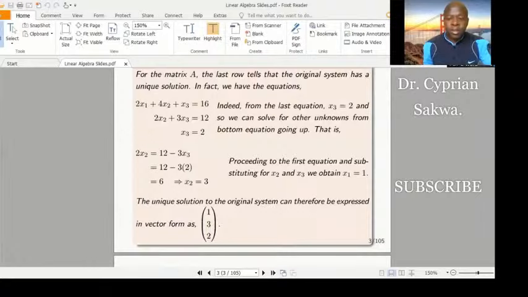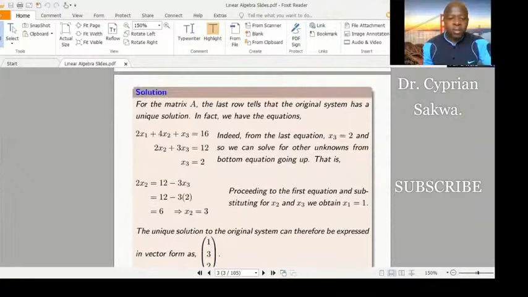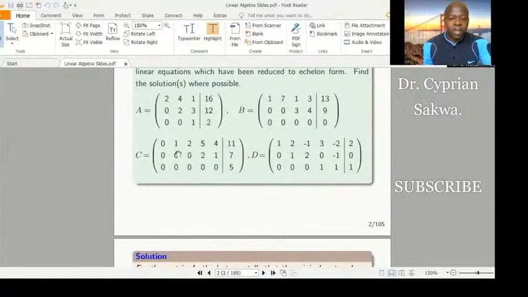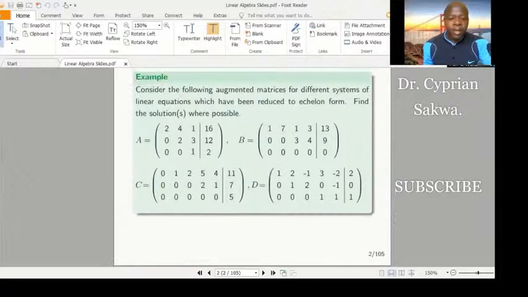So let's again look at the echelon form of the augmented matrix. This was the echelon form. I can see there was one value here for x3, and then the answer was there. So that means this system has one solution.